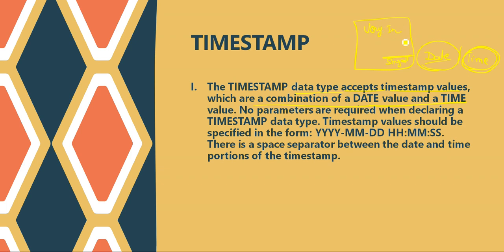So in this case, what do I need to store? I need to store the date as well as time. So I need to store both of these data. This type of data can be handled by this data type. And the format for this one is YYYY, meaning year, month and date. After that we need to specify the time here. This is the format.